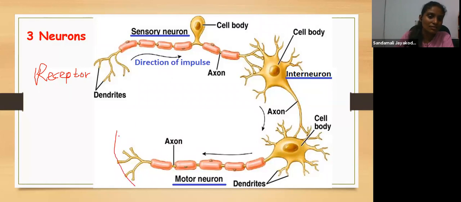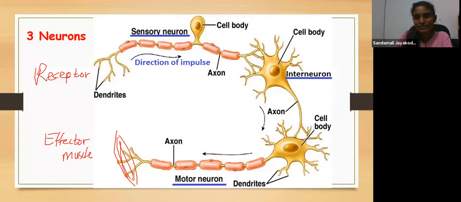It is given to an effector. An effector is mostly a muscle. So we call this the effector. It gives an effect. So this is the way of the transmission of nerve impulses. This is the sensory neuron, interneuron and motor neuron, depending on their different functions.